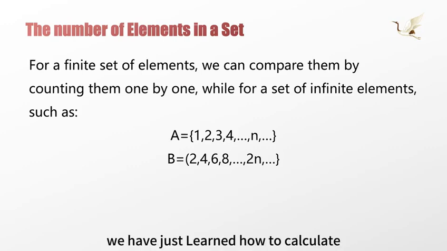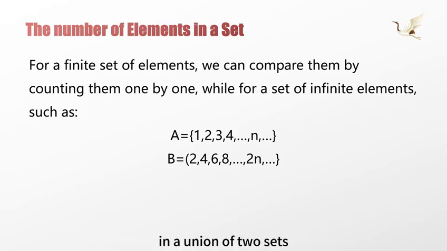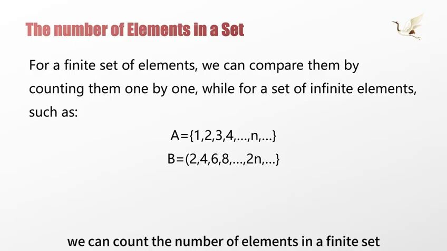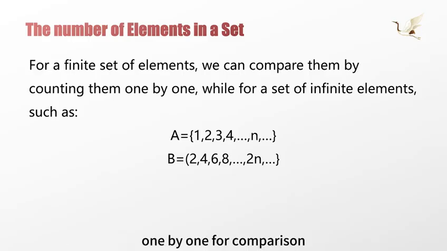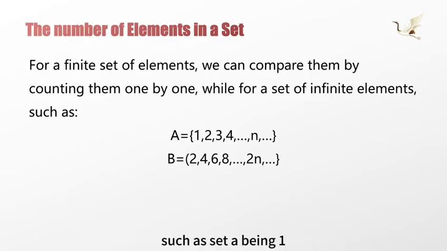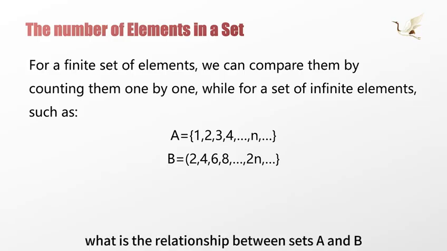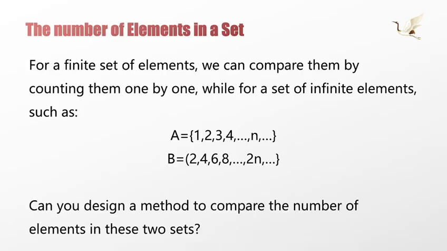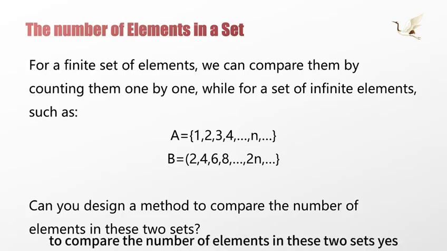We have just learned how to calculate the number of elements in a union of two sets and a union of three sets. We can count the number of elements in a finite set one by one for comparison. For a set with an infinite number of elements, such as set A being 1, 2, 3, 4, ..., n, ..., and set B being 2, 4, 6, 8, ..., 2n, ..., what is the relationship between sets A and B? Can you design a method to compare the number of elements in these two sets?